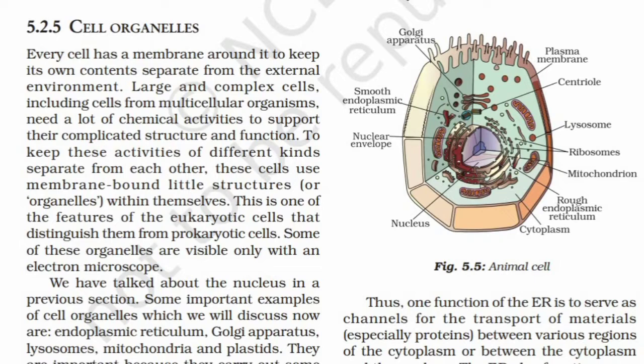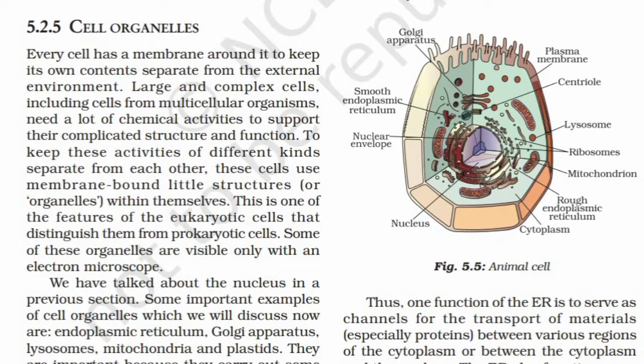Large and complex cells, including cells from multicellular organisms, need a lot of chemical activities to support their complicated structure and function. What do large and complex cells need? They need a lot of chemical activities. Why do these chemical activities take place? To support their complicated structure and function.